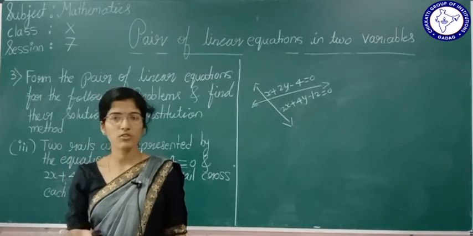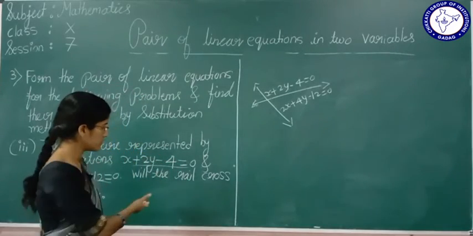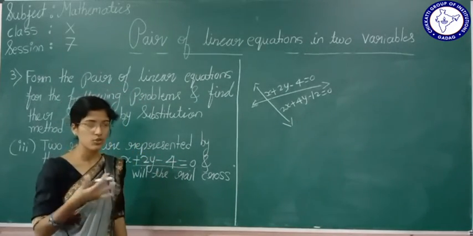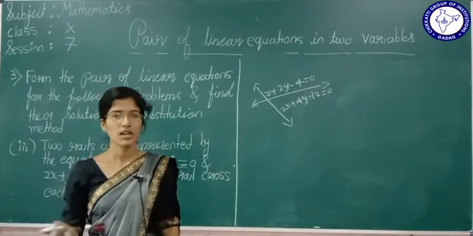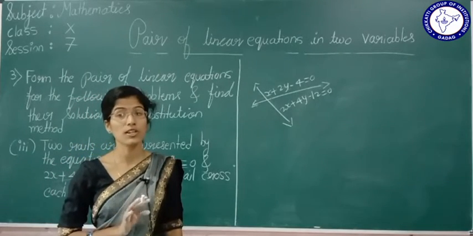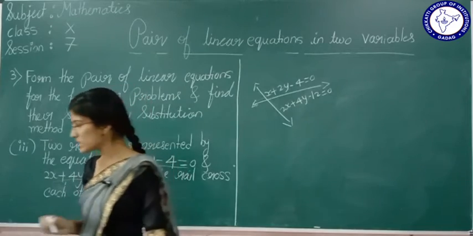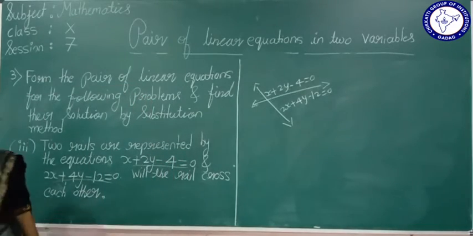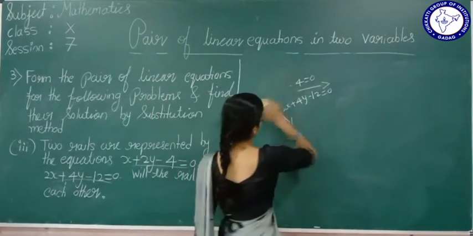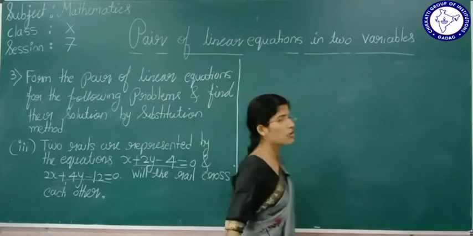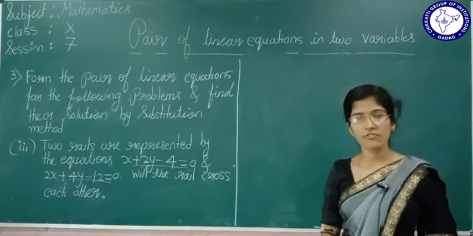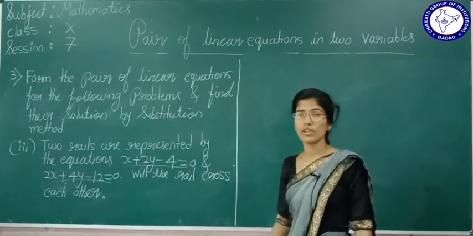If we have a unique solution, definitely the rails will cross. If you don't get a unique solution, it means definitely the rails will not cross each other. Is it understood? If we get a unique solution, the rails will cross each other. If you don't get a unique solution, definitely the rails will not cross each other.